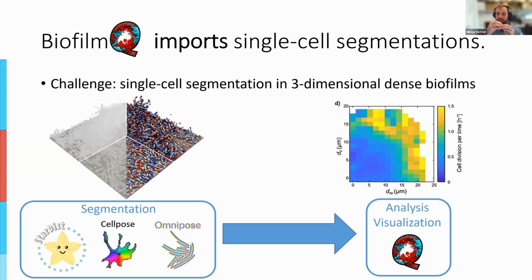BiofilmQ then can analyze how long the cells are, how wide they are, how curved, what their fluorescence properties are, and what the position of the single cell within the biofilm is.